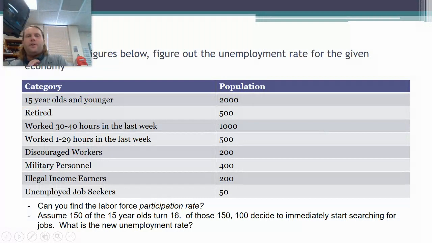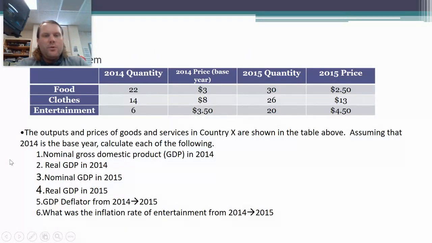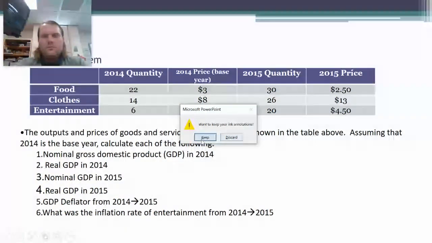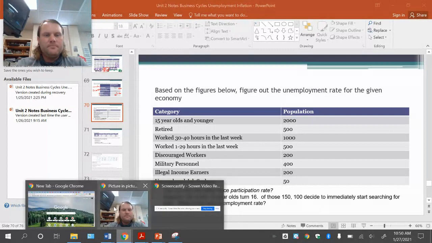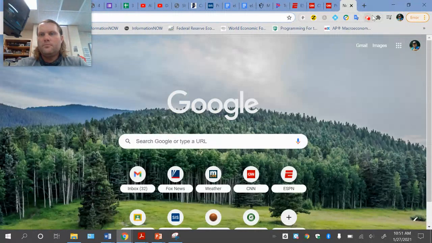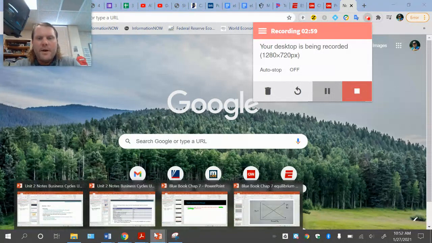All right, so we're figuring out here the unemployment rate. We've also got down at the bottom the labor force participation rate, as well as a secondary problem with a change in the situation in terms of the math that happens. Okay, so go ahead and pause it real quick and see if you can come up with the answer. Okay, back to it here.